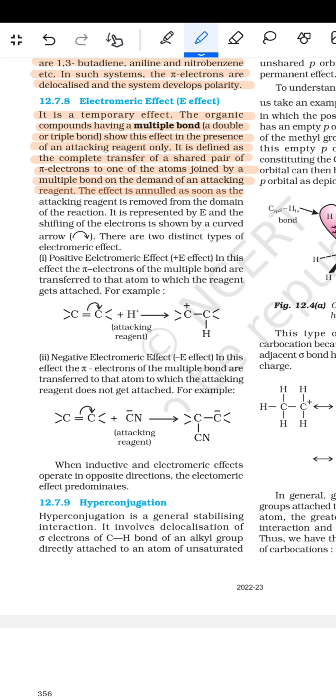The effect is annulled as soon as the attacking reagent is removed from the domain of the reaction. It is represented by the E, and the shifting of the electrons is shown by the curved arrow. There are two different types of the electromeric effect.